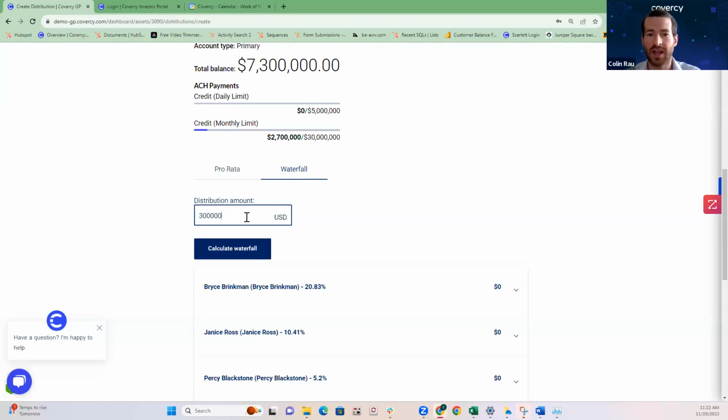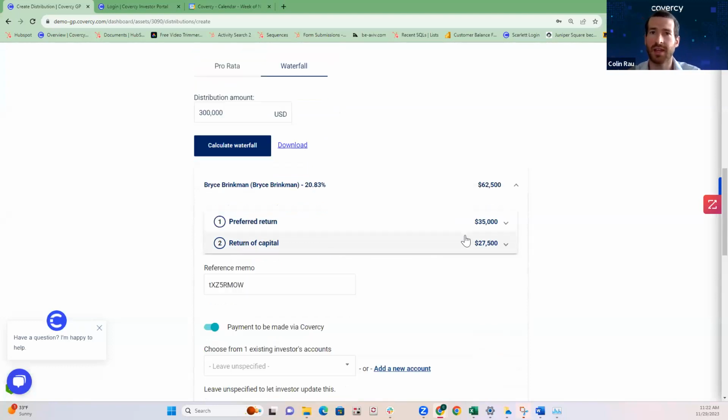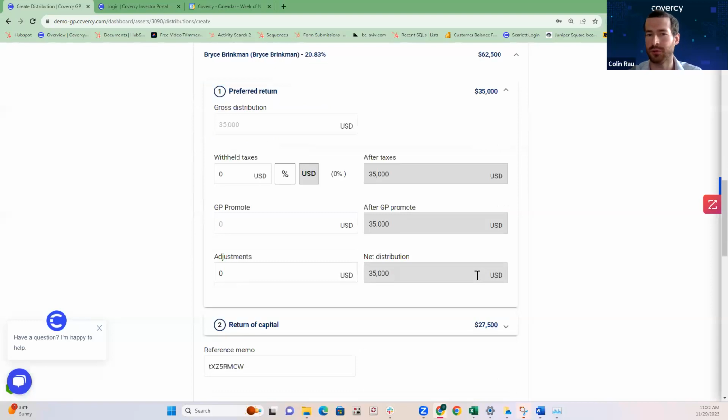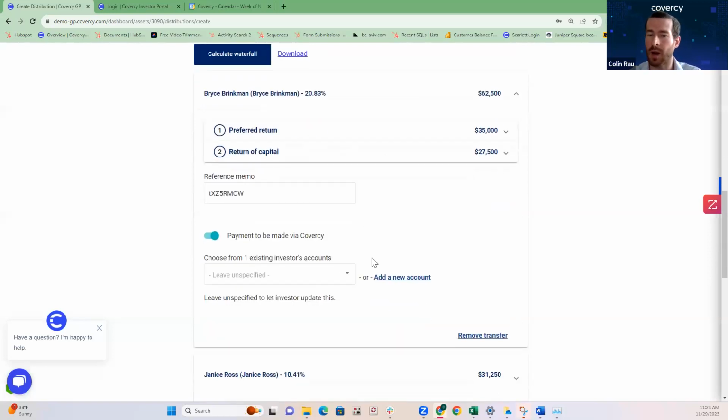So for my purposes, I'll go ahead and calculate a waterfall. I'll make a $300,000 distribution payment and calculate on that. For my waterfall, we're going to see that each of my investors has a preferred return, and then the rest, at least at this point, is going to be return of capital. Maybe at a later stage, I've fulfilled that return of capital obligation, and I might hit some later catch-up hurdles. But for today, I've got a preferred return. I've got a return of capital. If I want to make any adjustments live, I can do that. But if I'm good to go, I'm ready to make the payment.